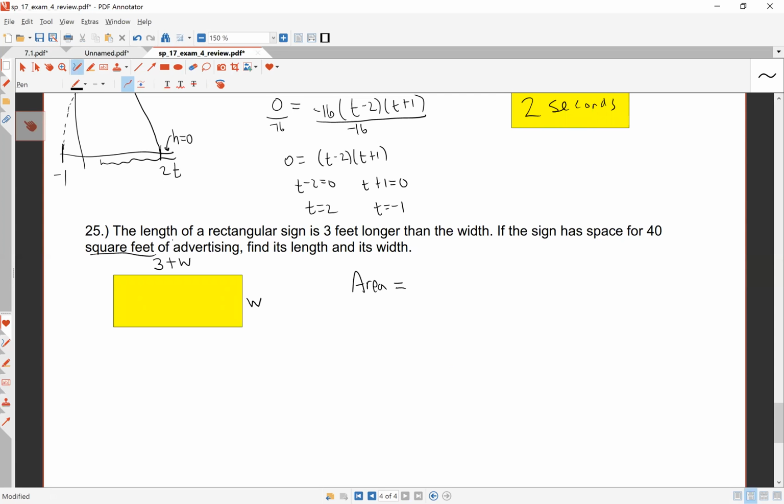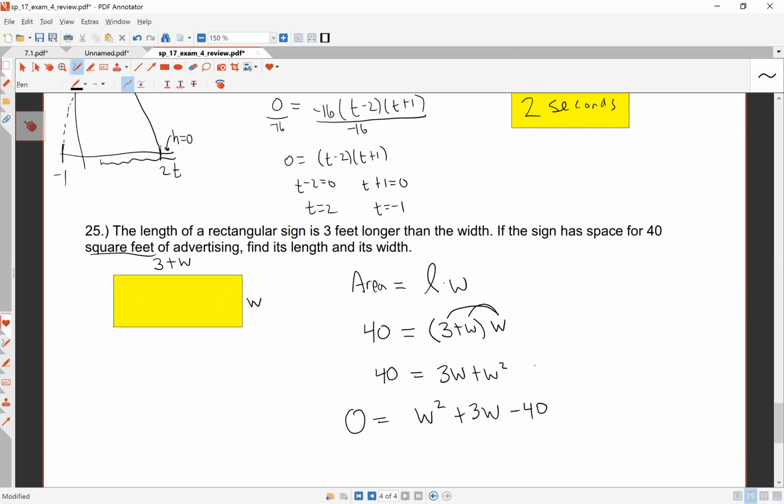That's the square feet that tells me its area, and that's its length times its width. So if we take its length of 3 plus w and multiply by its width, that'll give us an area of 40 square feet. So there's the equation to solve. We distribute the w across and we get 3w plus w squared equals 40. Subtracting 40 from both sides, that'll leave us with w squared plus 3w minus 40 equals 0.